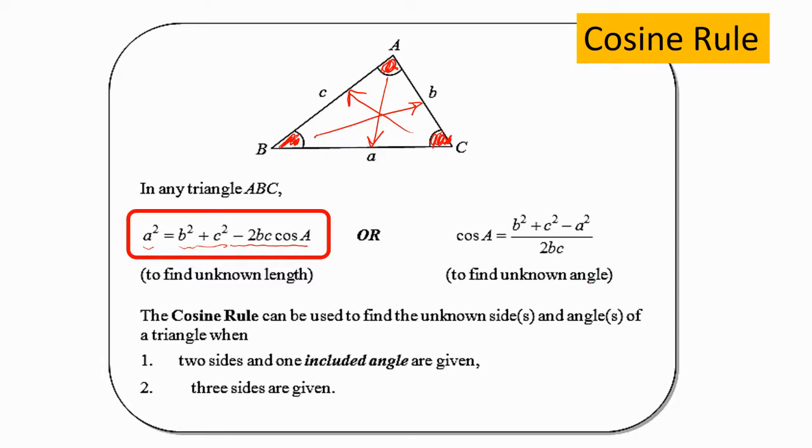If you want to find an unknown angle, we can use the formula on the right side, whereby cosine A equals b squared plus c squared minus a squared over 2bc. You just need to remember one formula. So the first formula can be rewritten and will become this. So the cosine rule can be used to find the unknown side or an angle of a triangle when two sides and one included angle are given, or you can be given three sides and then you find the angle.